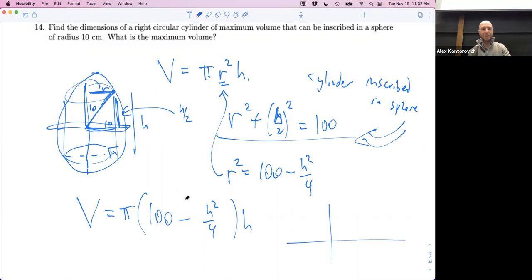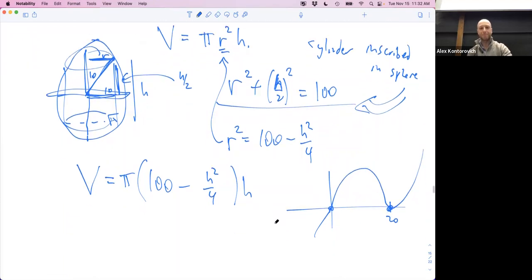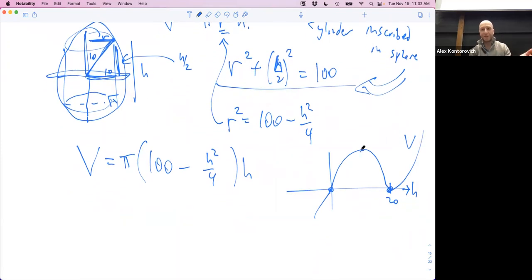So this is going to be a cubic. It's some cubic with a 0 at 0 and a 0 at 20. And then, well, it's positive in between, whatever it's doing. It's some kind of cubic equation. Actually, it has a double root at 20. So there's our cubic. This is v as a function of h. Does that make sense? So we can just read that off. Okay, and obviously we're looking for this point. How are we going to find this point?